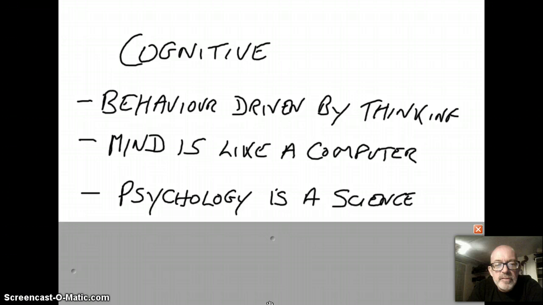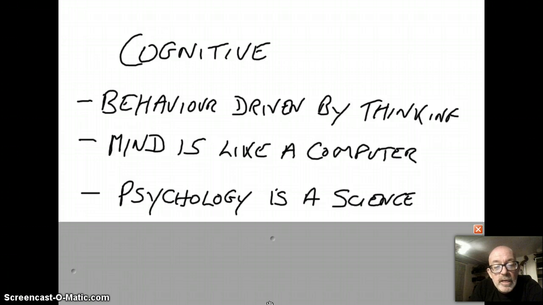The cognitive perspective is different again. It suggests that our behaviour is driven by thinking. Why do we behave the way we do? Because we think about it. It's also connected with this other belief that the mind is like a computer. We get input from our environment, we process it in our minds, and then we respond. So input, processing, and output, very like a computer.